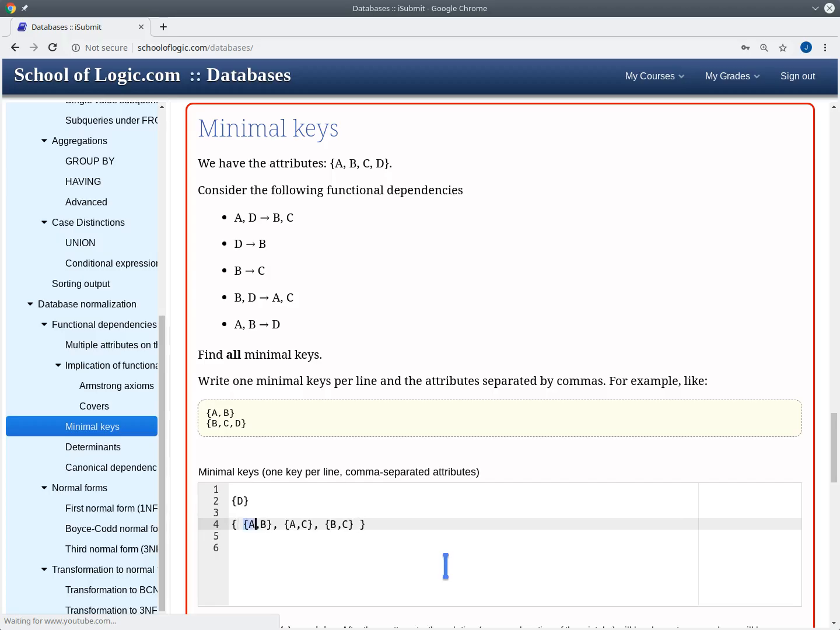We pick again a smallest candidate. Let's say we pick AB. We compute the cover of AB. What do we get? This is not applicable, this not. We get AB, we get C. And what else is applicable? From AB we also get D. So AB also is a key. So we have found the second minimal key, AB.